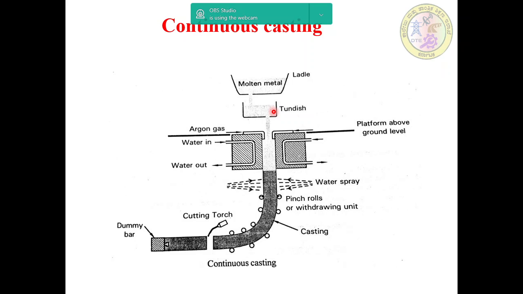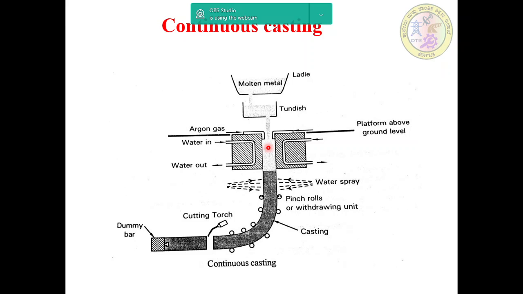These are the molds you are using, and the mold is usually made of copper or graphite, open at the bottom, and water cooled on both sides to extract the heat of the metal, causing its solidification. The shape of the mold corresponds to the shape of the desired casting.